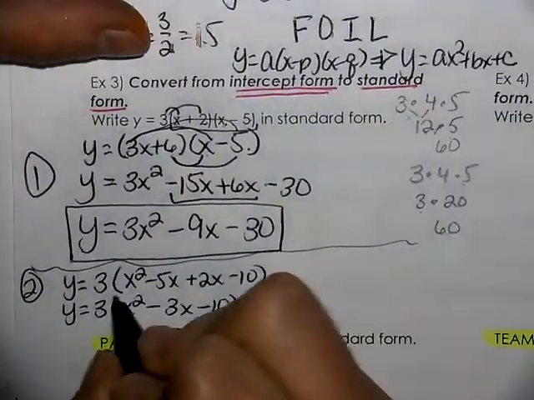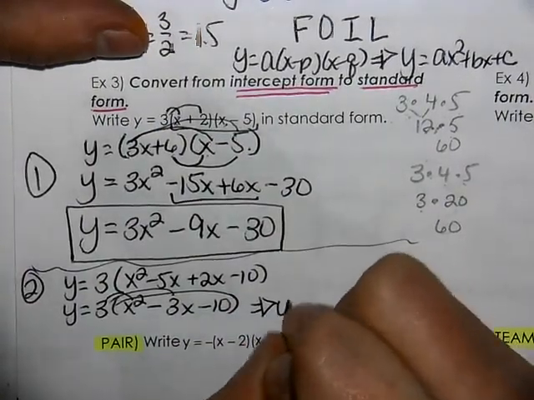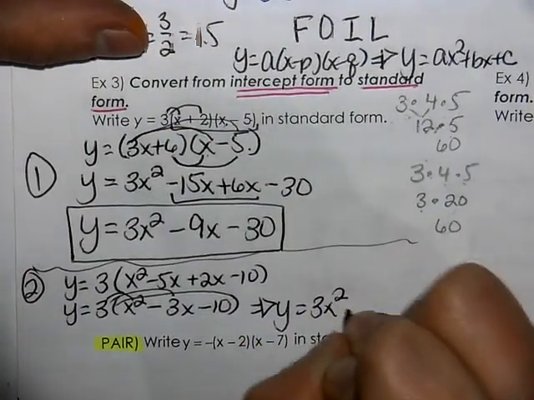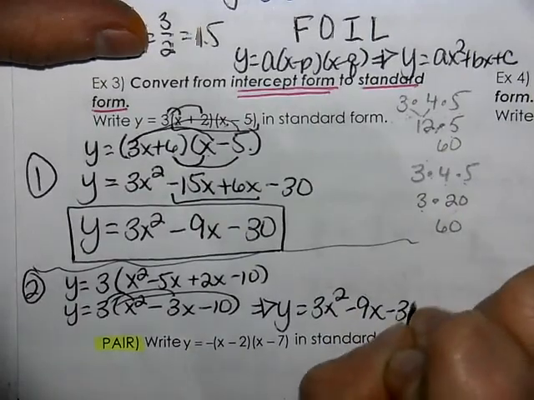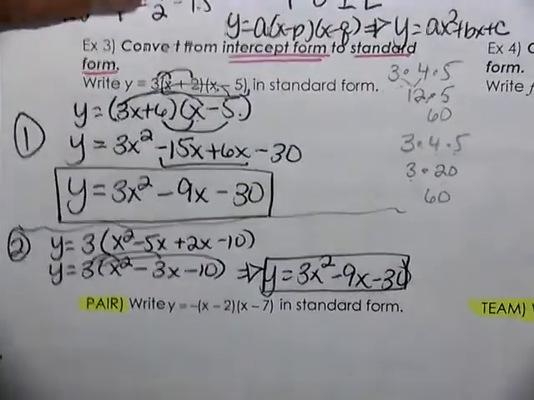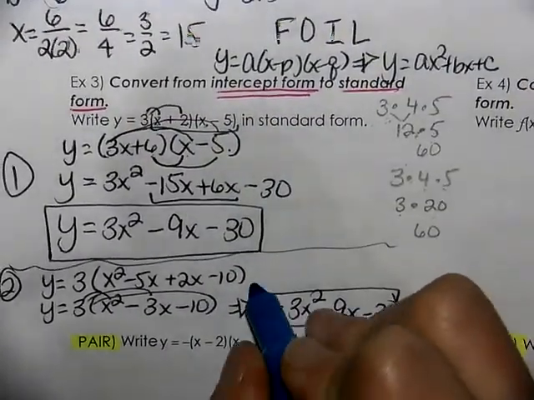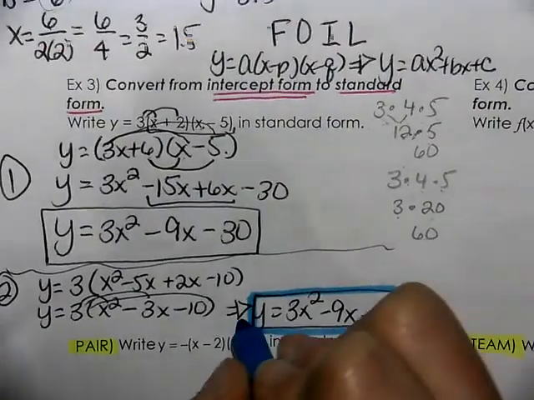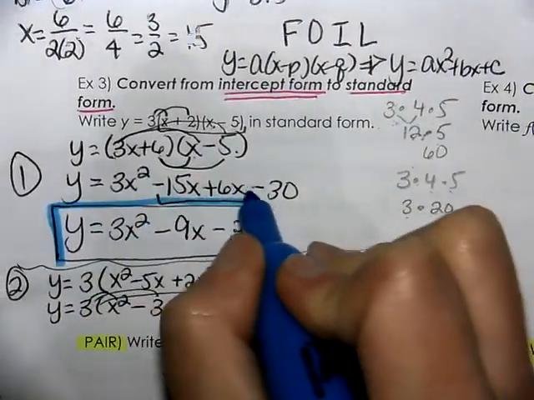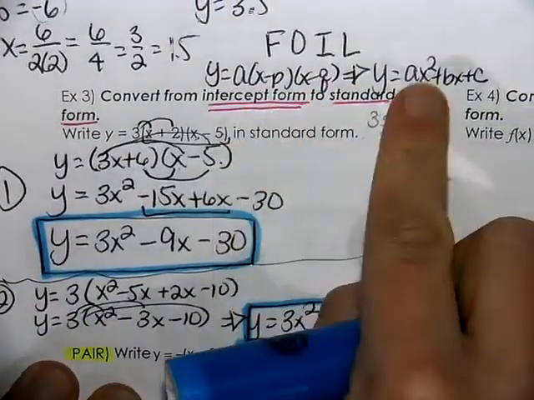And now we can distribute that 3 to all of our terms and end up with y equals 3x squared minus 9x minus 30. Both ways will get you the exact same answer. It just depends on which way you like better and which way you're more comfortable with. I personally do not care. So that is going from intercept form to standard form.